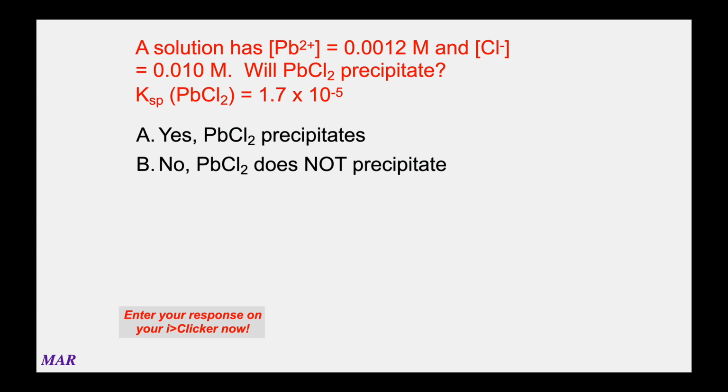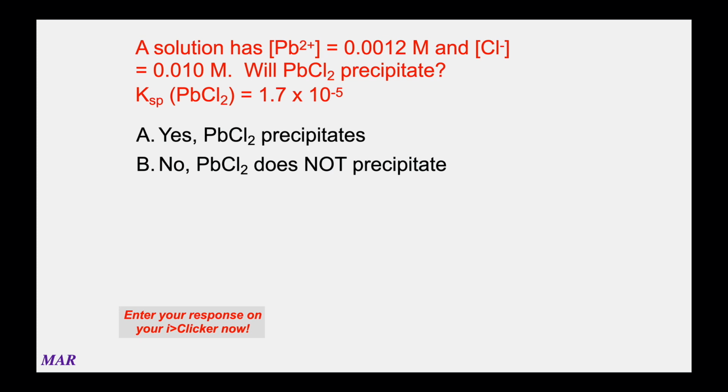And that number Q you can compare to K. If Q is less than the KSP, no precipitate would form. But if Q is greater than the KSP, then that would mean a precipitate would form. And that's a totally cool way to do that.